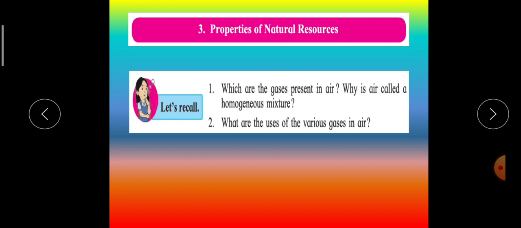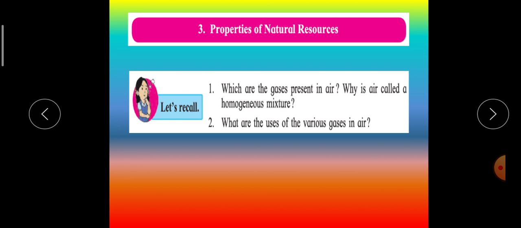Next question: why is air called a homogeneous mixture? Air is called a homogeneous mixture because the constituent gases which are present in the air cannot be separated naturally from the mixture, and therefore air is called a homogeneous mixture.